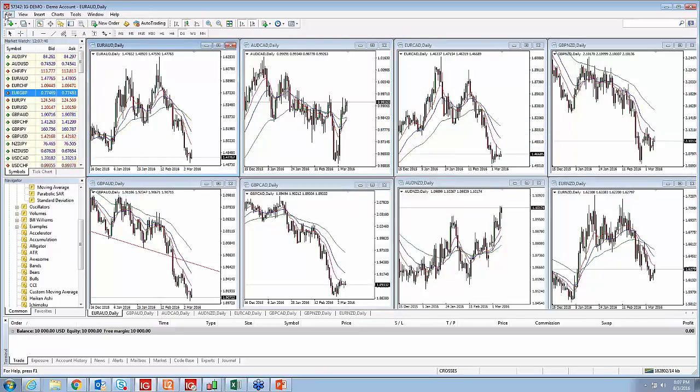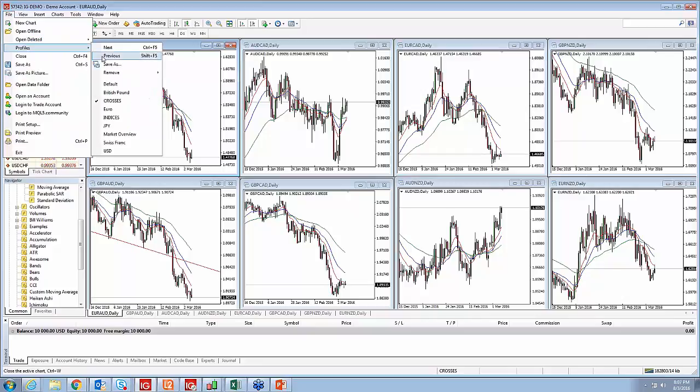The profiles that I have are yen, crosses, indices, USD, and Swiss. It depends on what you analyze as well. But for me, I just want to see what's the strongest and weakest. That's the key thing. If I'm bearish on pound, I want to see which is the nicest pound pair to short. Or if yen is bullish, I want to see which is the nicest yen pair to buy or to sell.